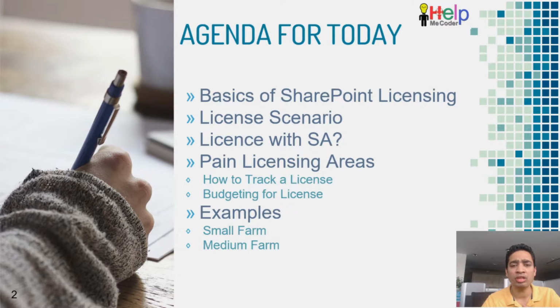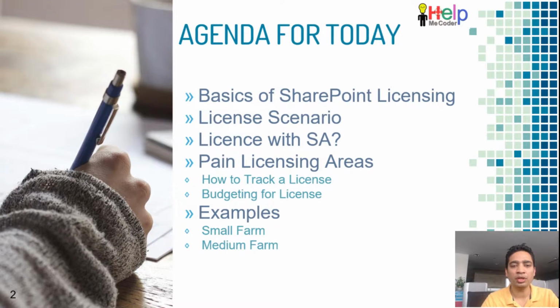Then we look into the various pain areas of licensing, like how do you track a license. Tracking a license is one of the pain areas for any SharePoint team. Then we look into budgeting a license. How do you budget licenses? What are the different components you need to take care of while budgeting for your SharePoint farm?